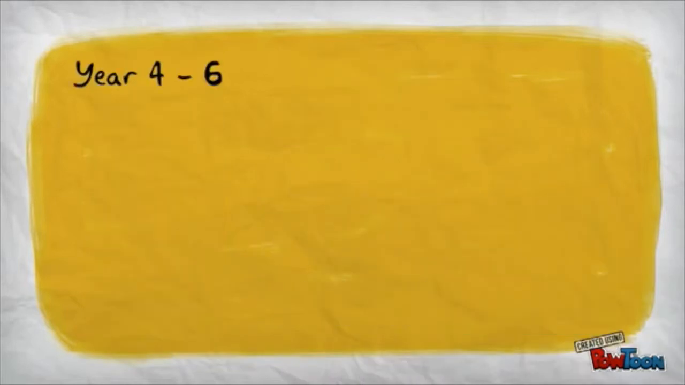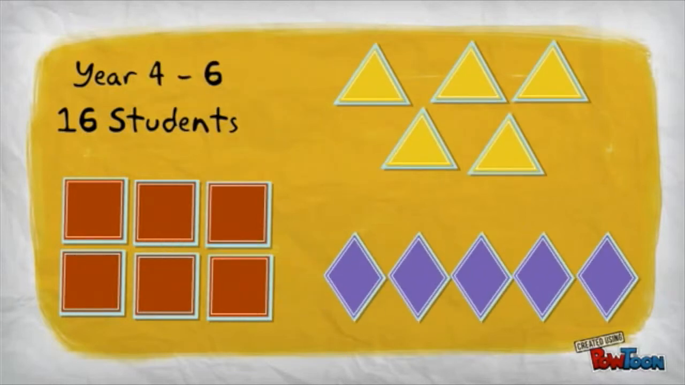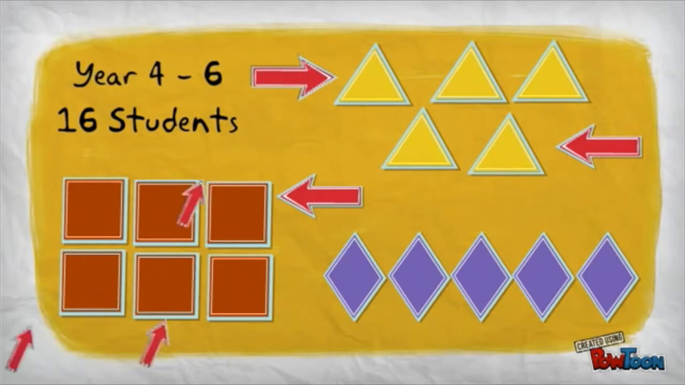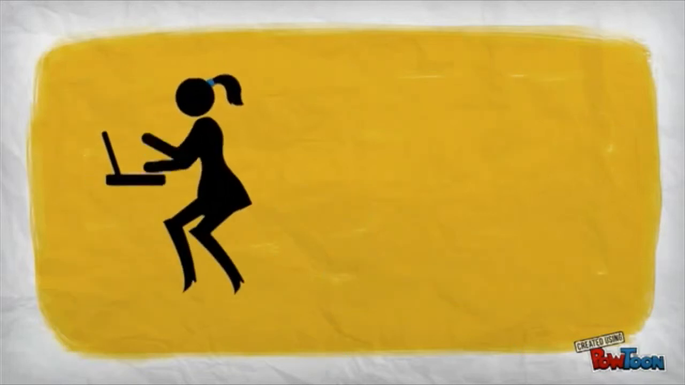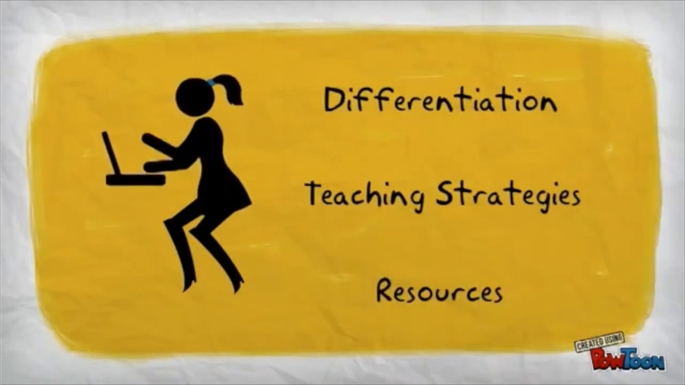In this class I have 16 students, 6 in grade 4, 5 in grade 5 and 5 in grade 6. In the class I have 2 ESL or English as a Second Language students, a gifted and talented student, and some students who are working at a grade 3 level. As part of teaching a multi-level class, there are a lot of different ways that we as teachers need to alter our techniques in order to provide students with the education they are entitled to. These alterations are formed around differentiation, teaching strategies, and the resources available in the classroom.